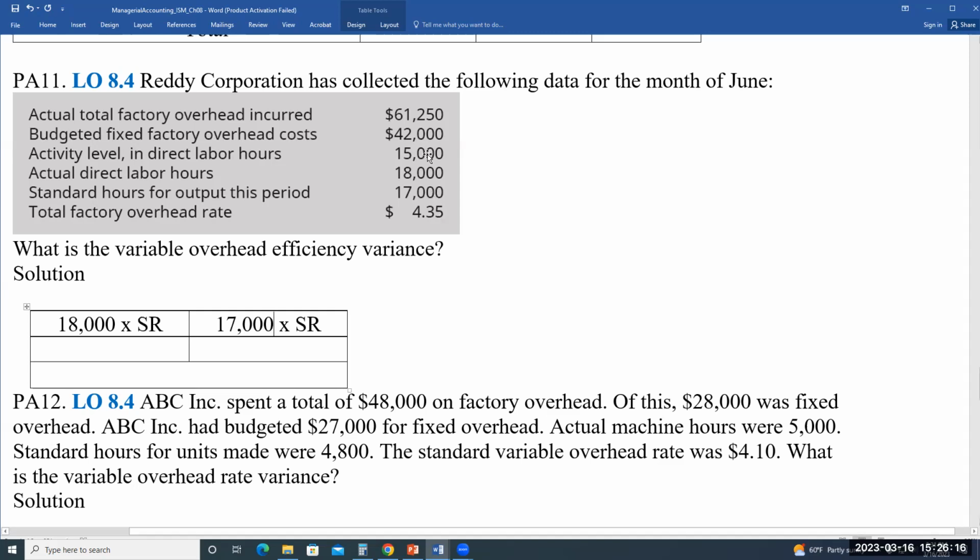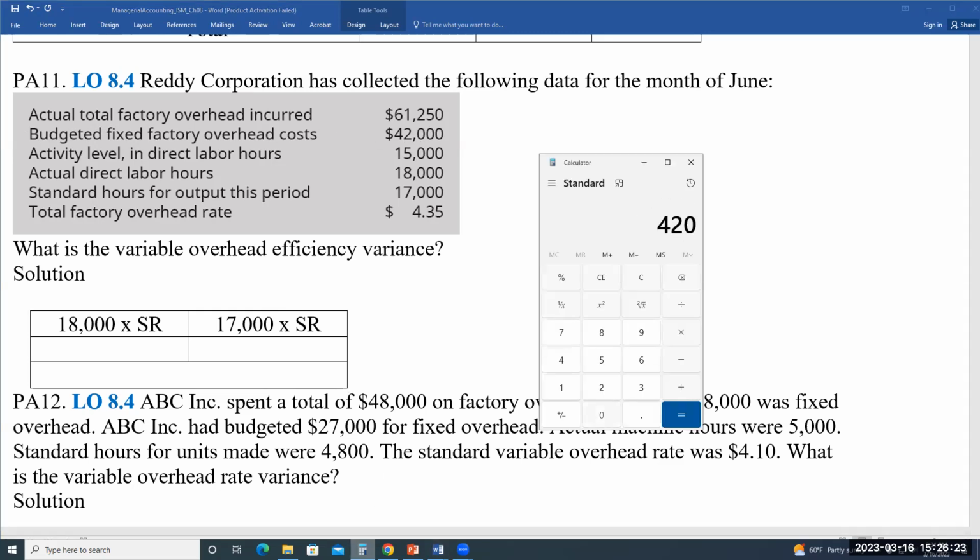How do we figure out how much is fixed? Well, we have to take the budgeted fixed overhead costs of 42,000, divide it by the activity level they based that on, which was 15,000. We get $2.80 per hour. Subtract it from this $4.35 rate, which is the total. And that is our variable overhead rate, $1.55 per hour.